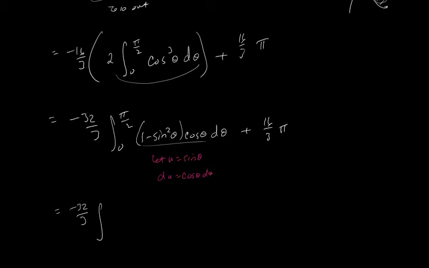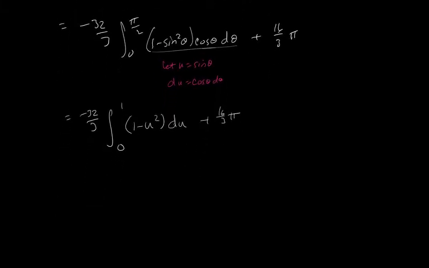So u is 0 if theta is 0, because u is sine of theta. Sine of 0 is 0, so you'll be 0 on the lower boundary. Sine of pi over 2 is 1, so you will be 1 on the upper boundary. And this becomes 1 minus u squared, and then cosine theta d theta is du, plus 16/3 pi.